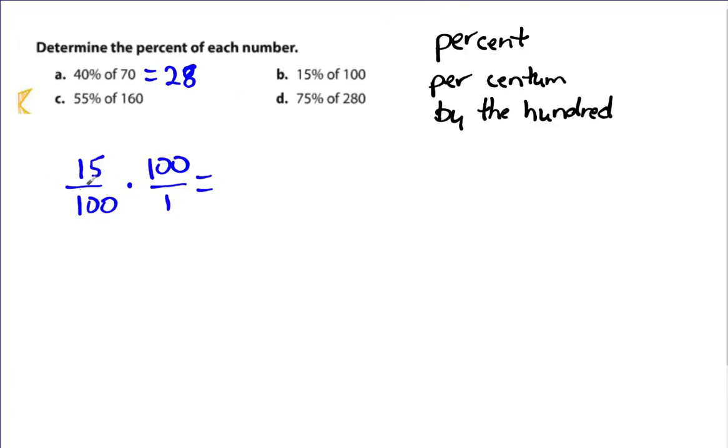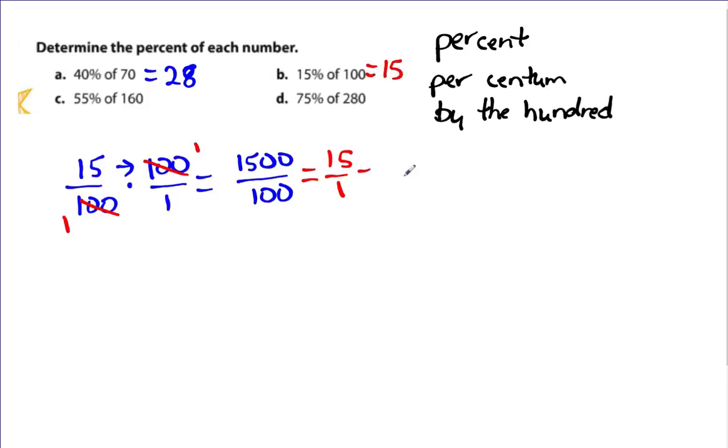Like, let's say we work this out. So 15 times 100 is 1500. 100 times 1 is 100, right? And then we'd have to divide this. We'd say 1500 divided by 100, but we just multiplied by 100, right? So instead of doing that, we could simplify this. 100 and 100 cancel each other out. This is just 1 now, right? So 15 times 1, that's 15. And what do we have? 1 times 1, that's just 1. So what is 15% of 100? That's 15.